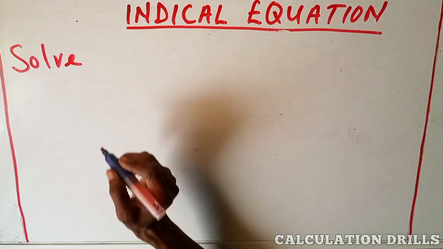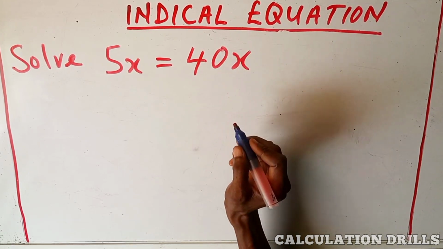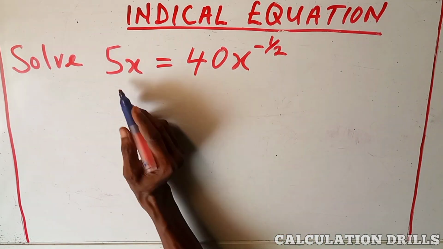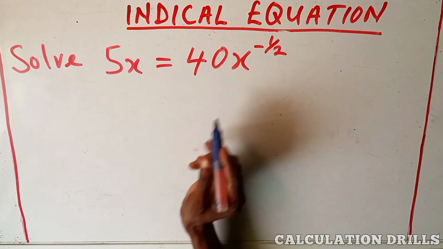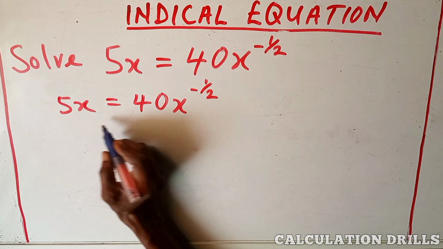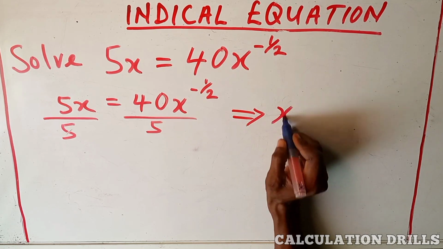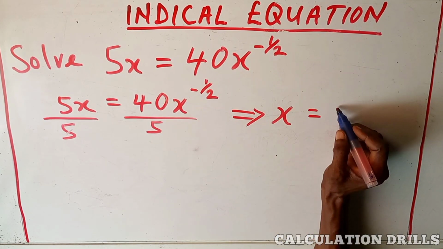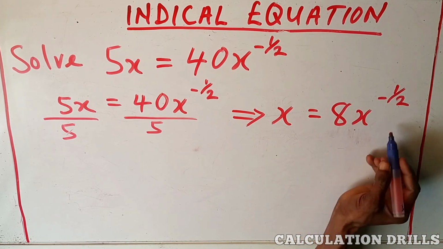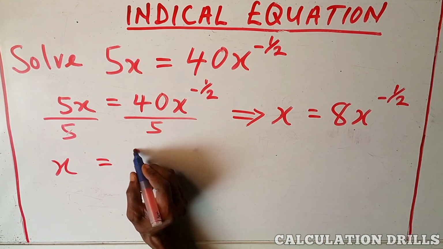Let's see the next example. 5x equals 40x raised to power minus 1 over 2. So we need to divide both sides by 5. That is what I did first. And when we did that, x equals 8x raised to power minus 1 over 2. So x is equal to 8 times x raised to power minus 1 over 2.